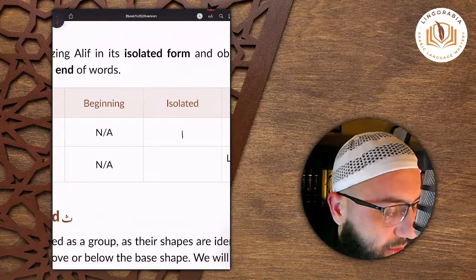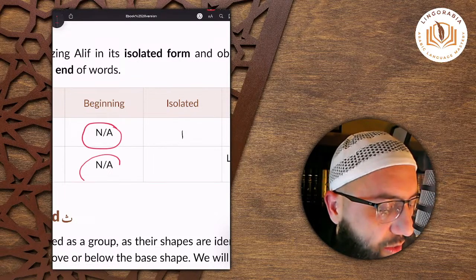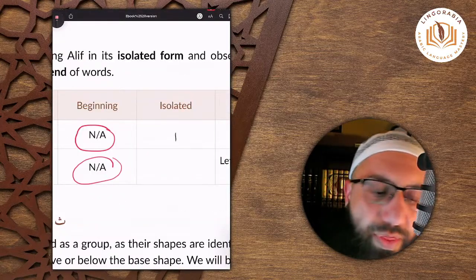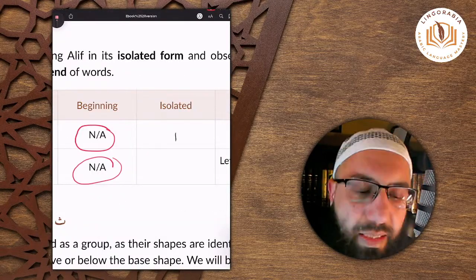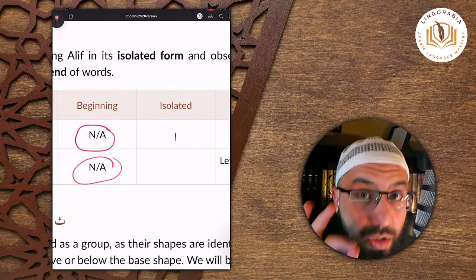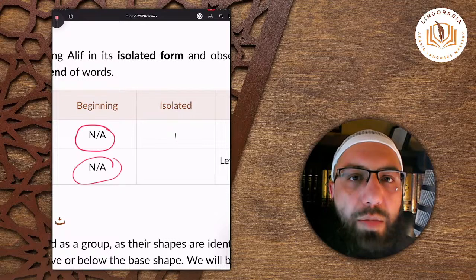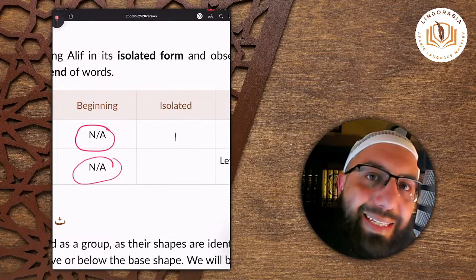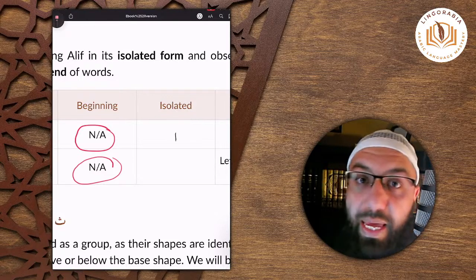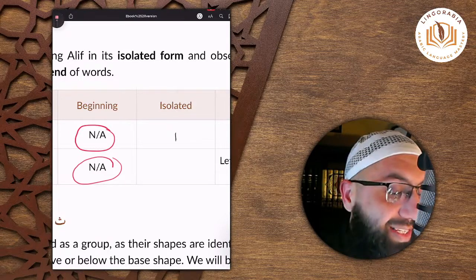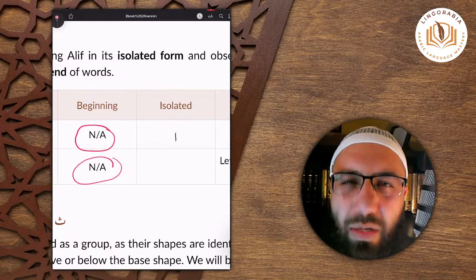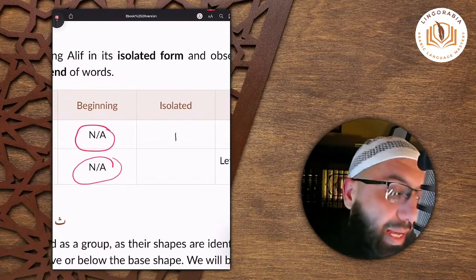So if you look at the book, we have here how it should be and an example. So it is not applicable. This means, guys, that the alif cannot come on its own at the beginning of a word. That's not possible, because the alif is an extension of a vowel, the vowel al-fatha, which we will cover in the chapter about sounds. But for now, what you have to know is that the alif cannot come on its own at the beginning.